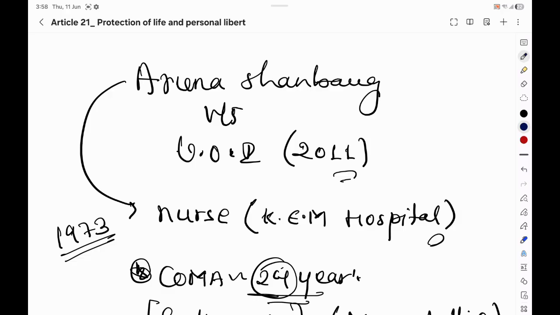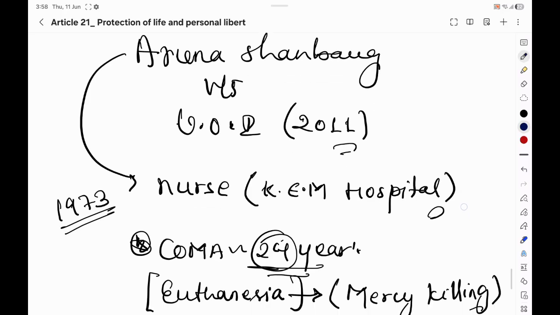So the Aruna Shanbaug case, that was in 2011, basically dealt with the issue of what? The euthanasia, that is the mercy killing. And it recognized the concept of what? The passive euthanasia in India under strict safeguards.